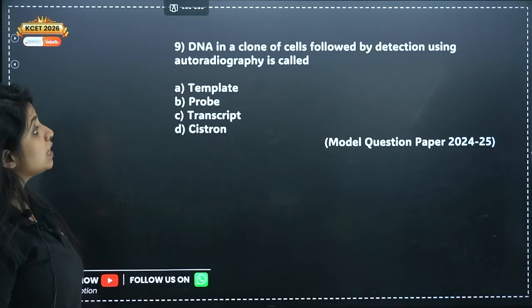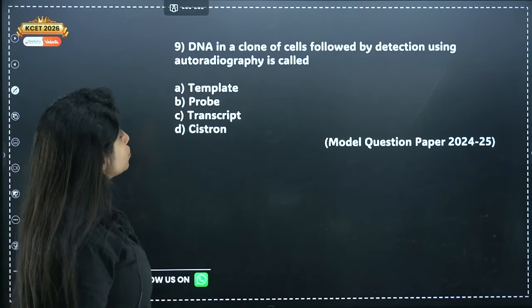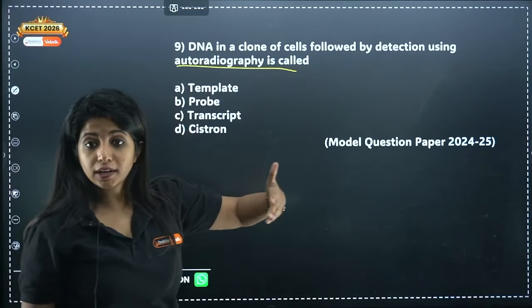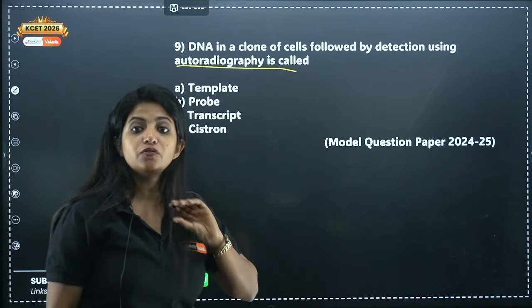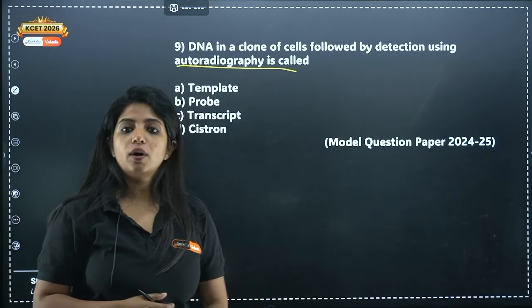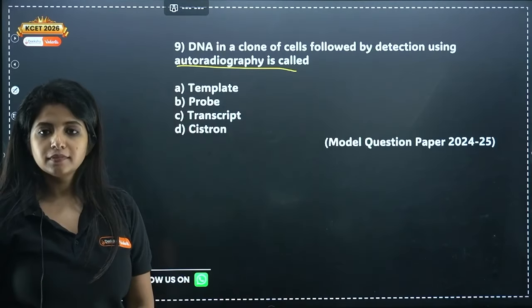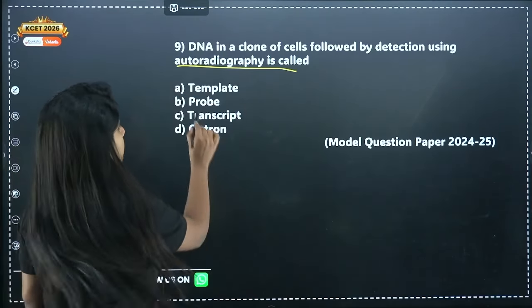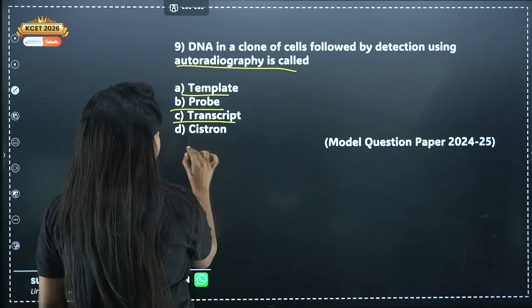Next, DNA in a clone of cells followed by detection using autoradiography is called. What do you call this? Template, probe, transcript, cistron.